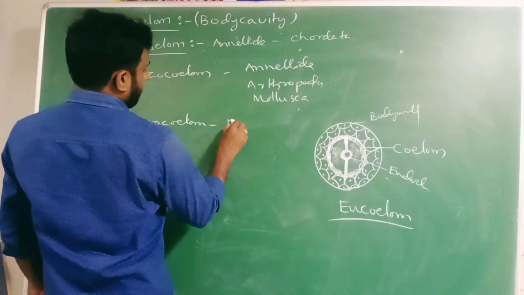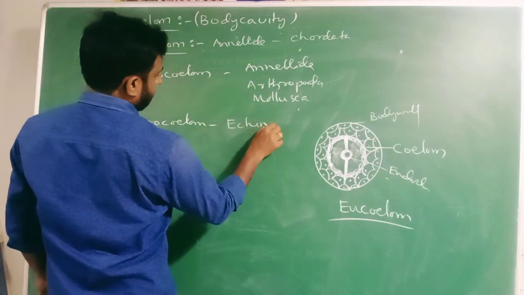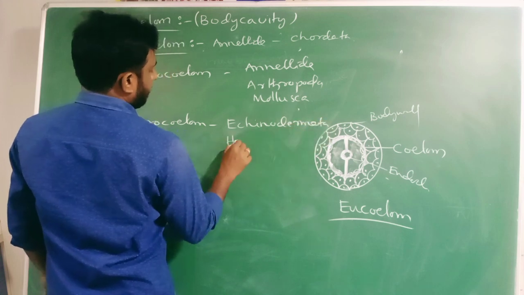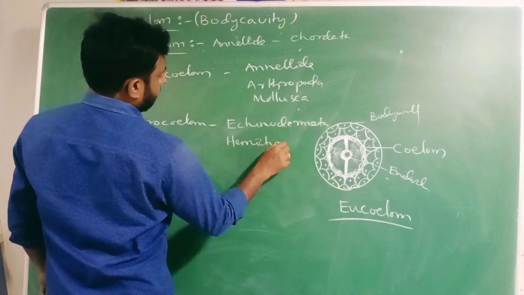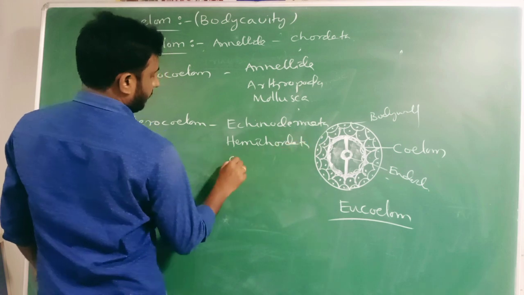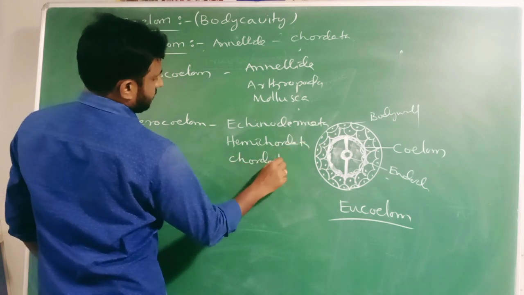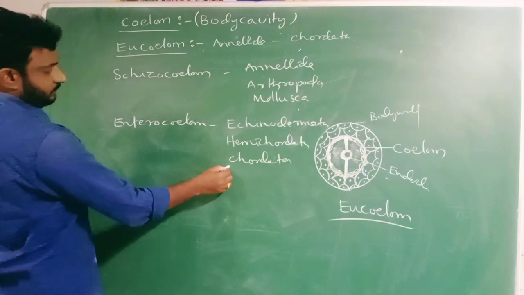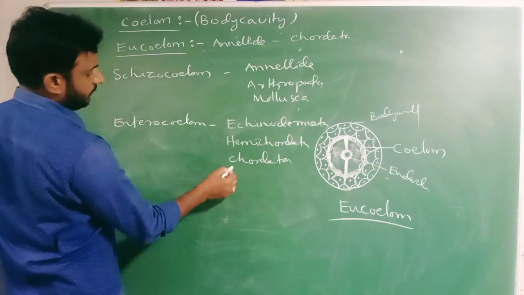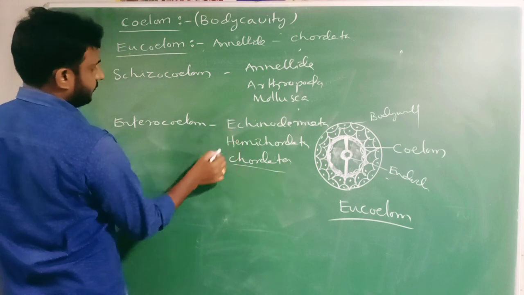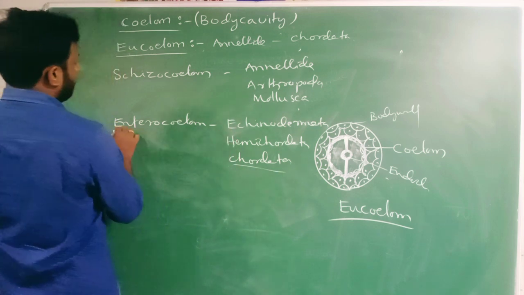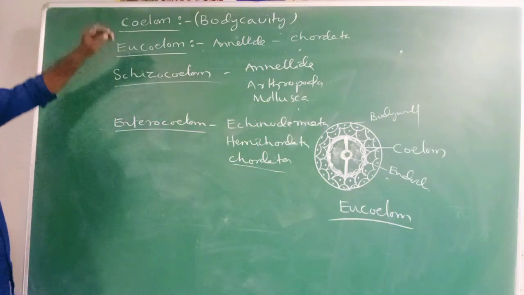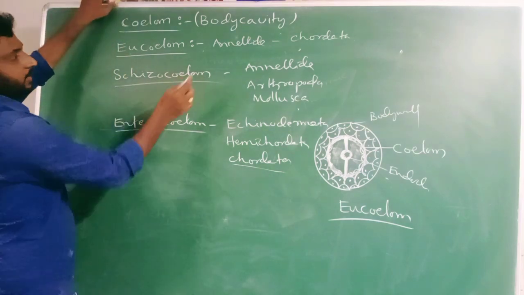Enterocoelom: Echinodermata, Hemichordata, and Chordates. Chordates means fishes, amphibians, reptiles, birds, mammals. Again, fishes to mammals, all are chordates. So Echinodermata, Hemichordata, and Chordates are enterocoelomates. Schizocoelom and enterocoelom.